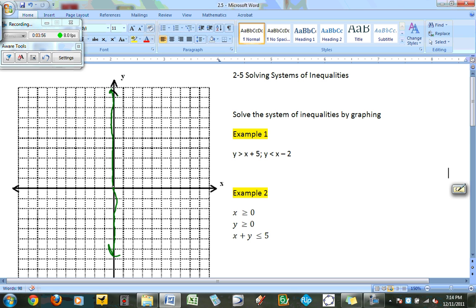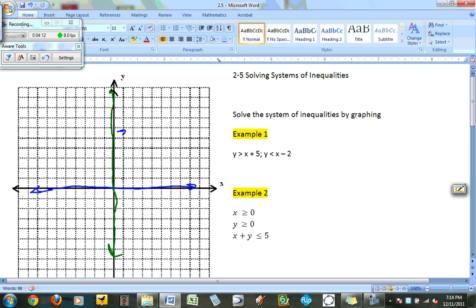All right. For y is greater than or equal to 0, it's going to be a horizontal line. Here it's our x-axis there. We need to decide where we shade both of these. X has got to be greater than 0. X is bigger than 0 over here.